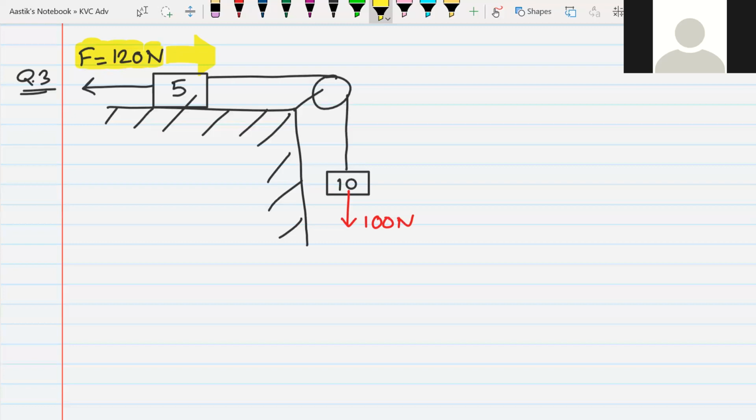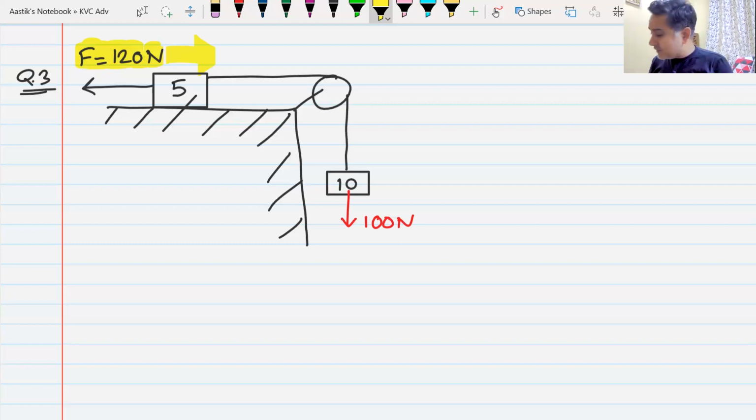Sir, it's done. Okay, then tell me what is the answer that you are getting, my dear friends. Acceleration is equal to 1.33 meter per second square. Okay, well done. Everyone got the same answer. So how are we supposed to do this?